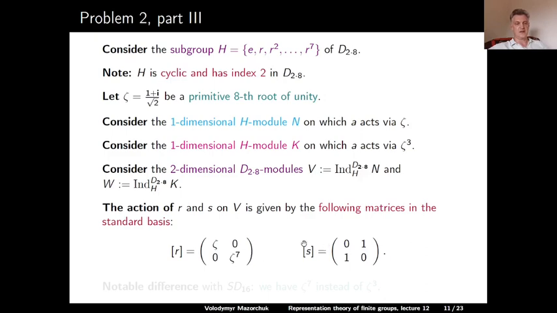And now we see the difference with SD16. So this position has zeta to the power 7. This is because the conjugation of R by S is R to the power 7. In SD16, we had the conjugation of A by X was A to the power 3. So we had here zeta to the power 3. So this is the difference. And the matrix of S is the same as the matrix of X in the previous problem.